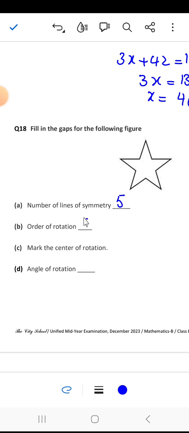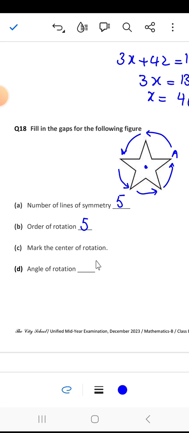Then order of rotation will also be 5. If you take this point as A, you will move it towards this side, 1 rotation, 2 rotational, 3 rotational symmetry, 4 and 5. So there are a total of 5 rotational symmetry. Center of rotation, so mark the center.